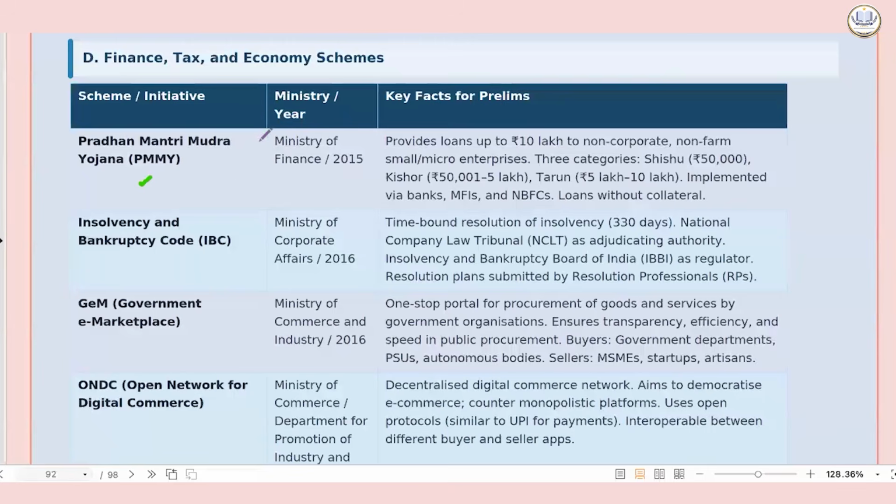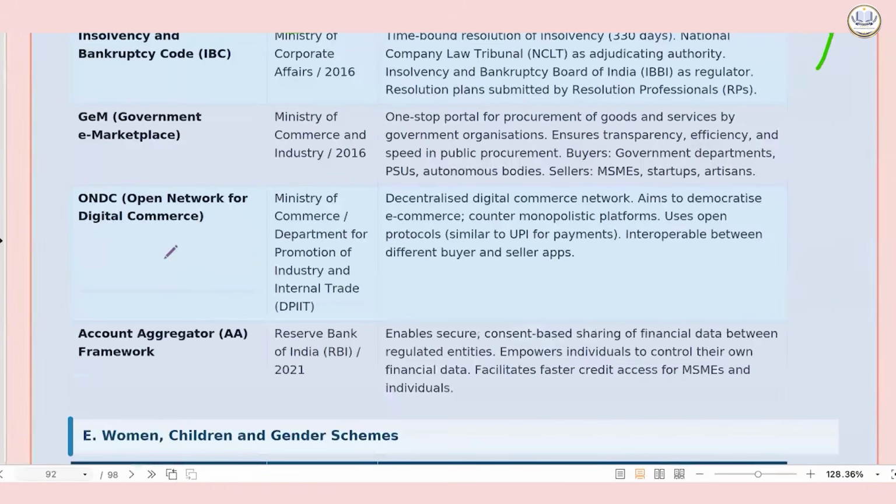Like Pradhan Mantri Mudra Yojana, Ministry of Finance, 2013, provides loans up to 10 lakh to non-corporate, non-farm small and micro enterprises. There are 3 categories: Shishu, Kishore, and Tarun. I had covered all these in economy, so that is why I'm not repeating.